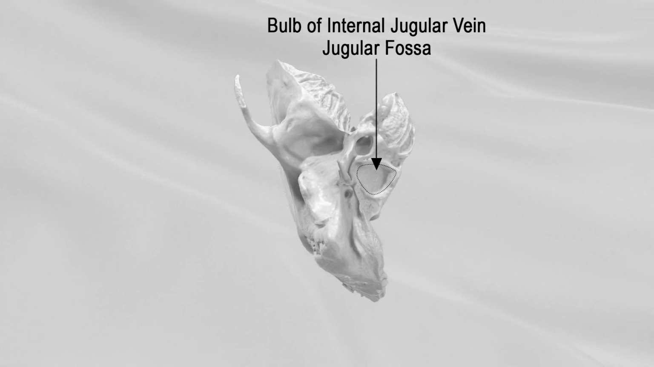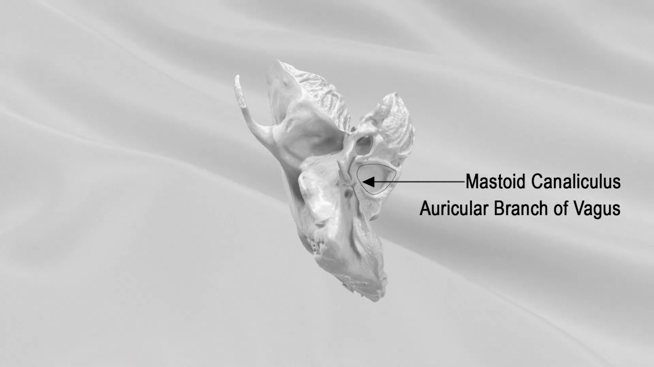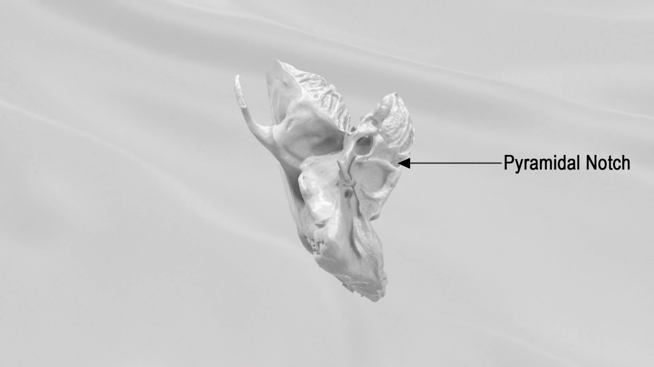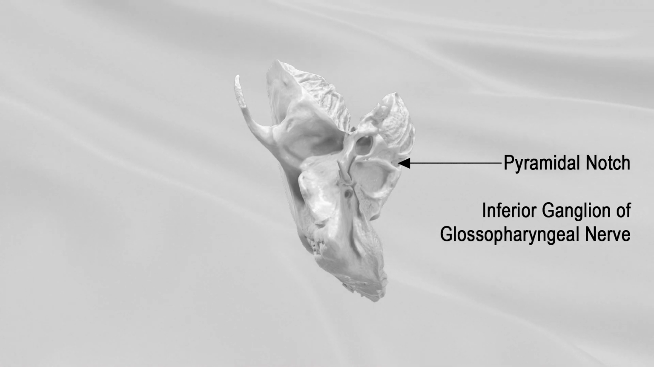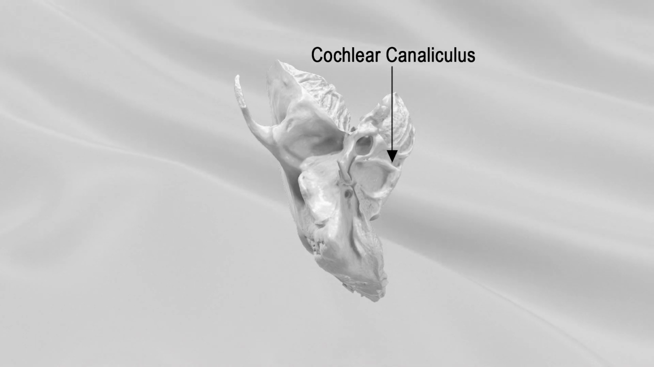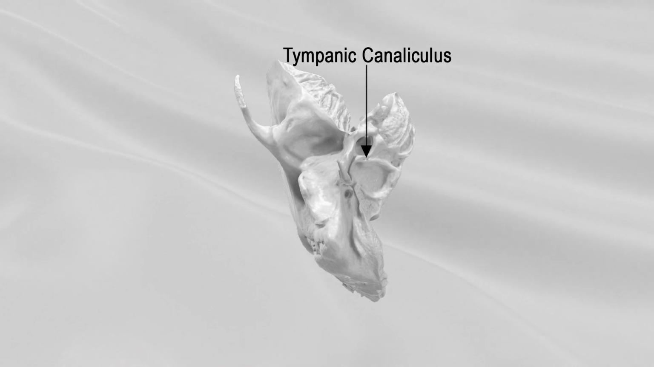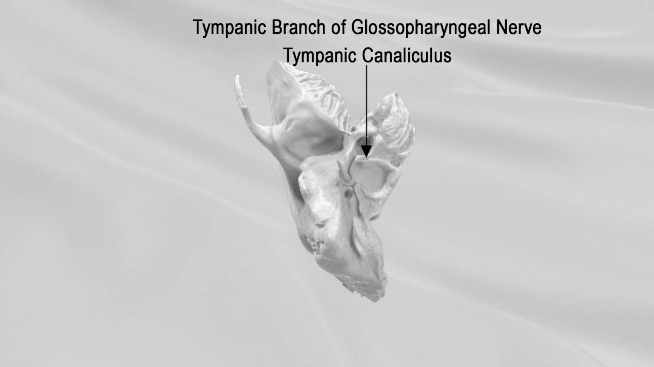In the lateral part of the jugular fossa is the mastoid canaliculus for the entrance of the auricular branch of the vagus nerve. The pyramidal notch is a triangular depression in front of the jugular fossa and medial to the opening for the carotid canal. It lodges the inferior ganglion of the glossopharyngeal nerve. At the apex of this notch is a small opening, the cochlear canaliculus, containing the aqueduct of the cochlea. In the bony ridge dividing the carotid canal from the jugular fossa is the small tympanic canaliculus for the passage of the tympanic branch of the glossopharyngeal nerve.